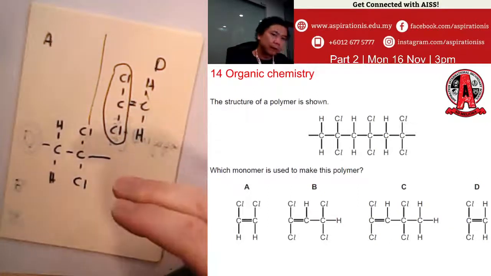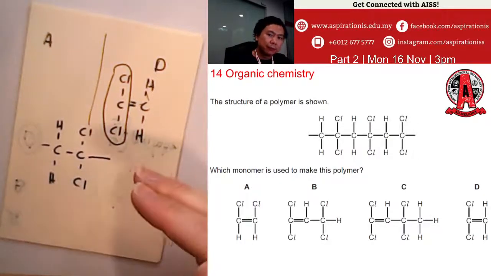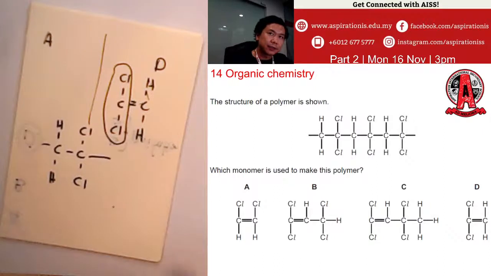And I hope you remember, guys, that in addition polymerization, there's very little in between the monomers and polymer. They look really alike. They have to look really alike. So you got to choose the monomer that best looks like the polymer, and that's why D is the answer.